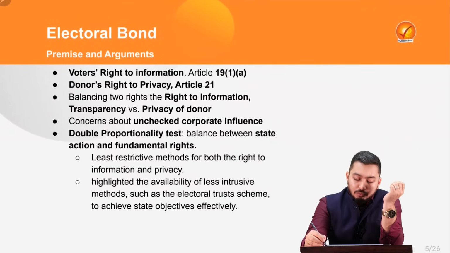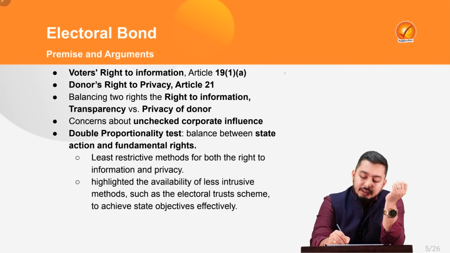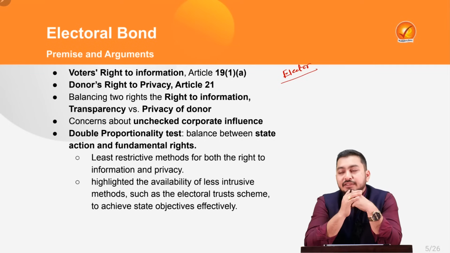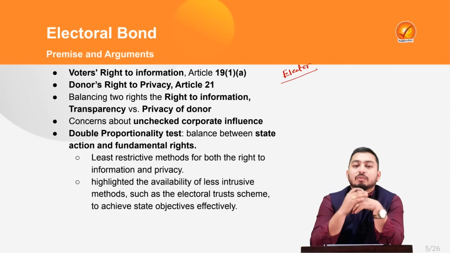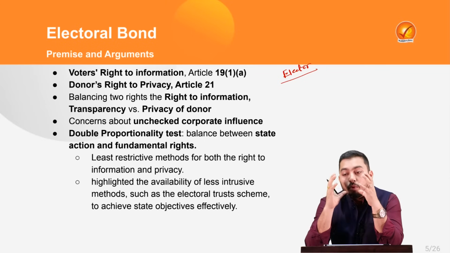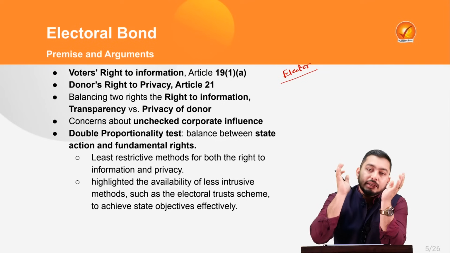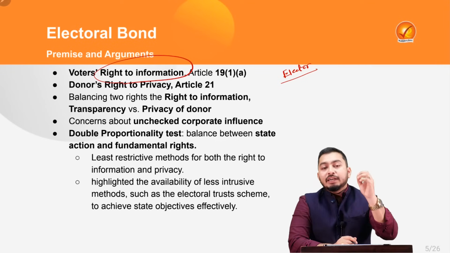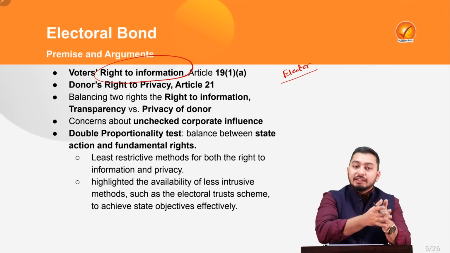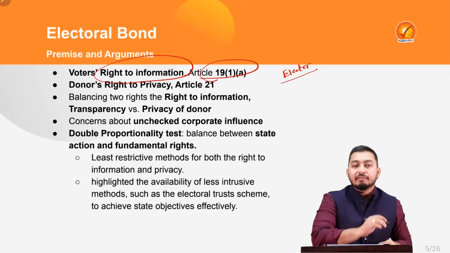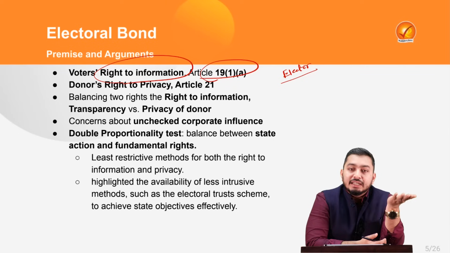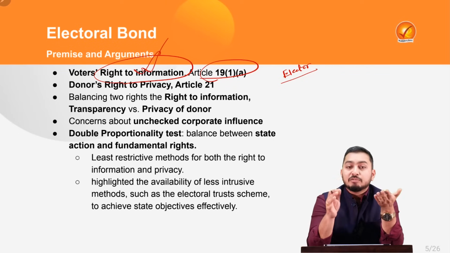Now, the Supreme Court has said that you are an elector, you are a voter, so you are electing your representatives. You should know who is donating to the political party, what quantum of money is coming, and all these rights are part of your right to information. And right to information has been read by the Supreme Court in Article 19(1)(a), that means in freedom of speech and expression.